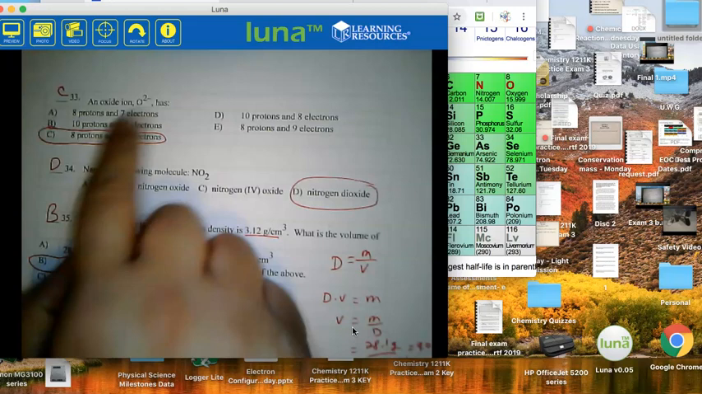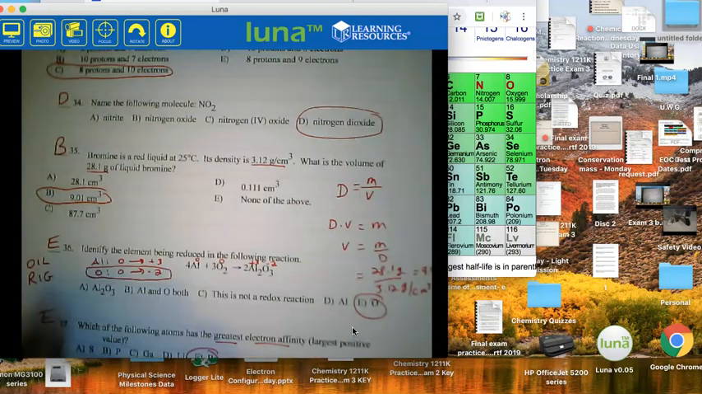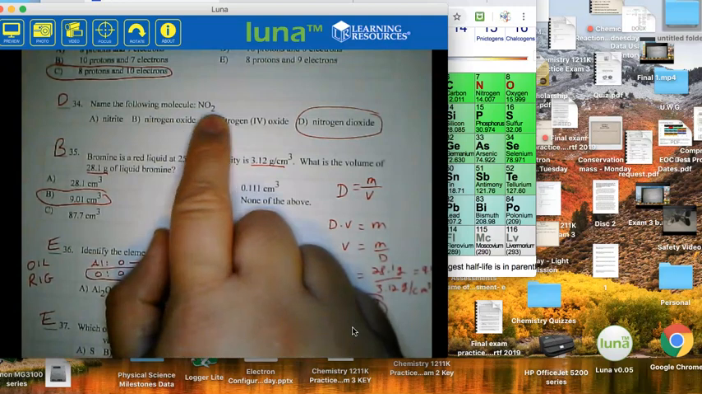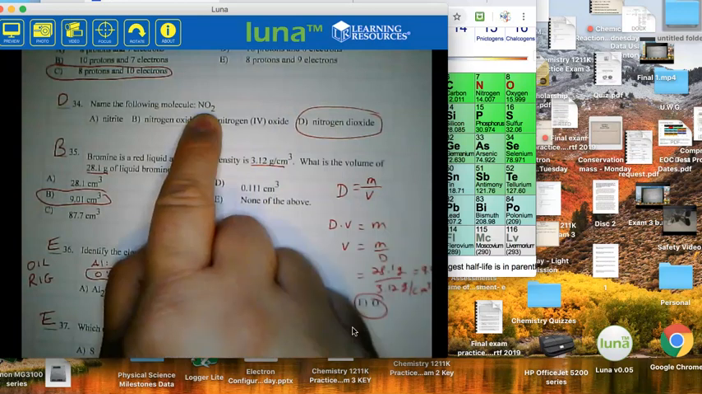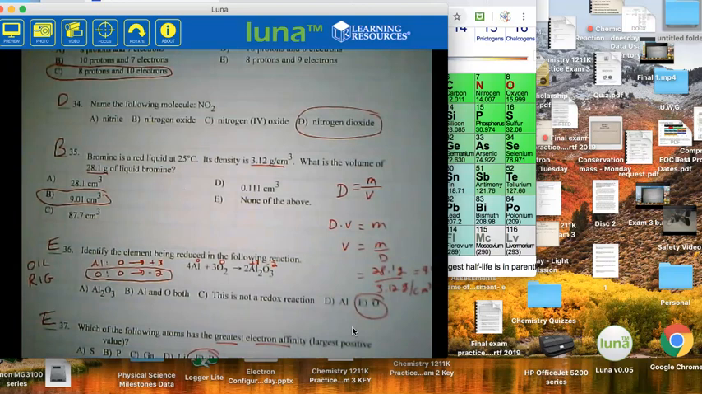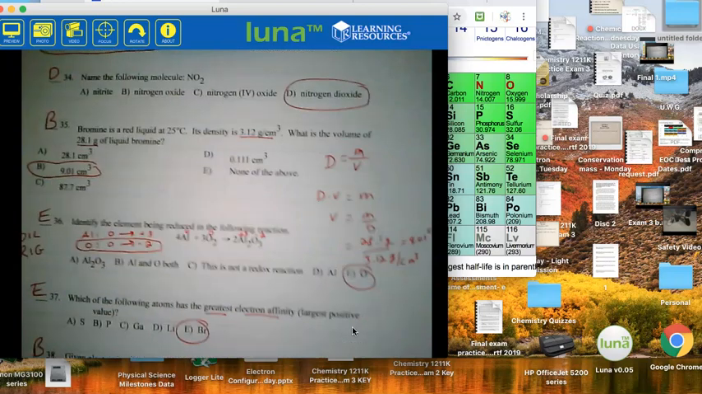Number 34, name the following molecule, NO2. So NO2 is nitrogen dioxide. You use the prefix rules here because this is a covalent or molecular compound where you're dealing with 2 elements and they're both nonmetals. So you have to use the rules that contain the prefixes for both of the elements.